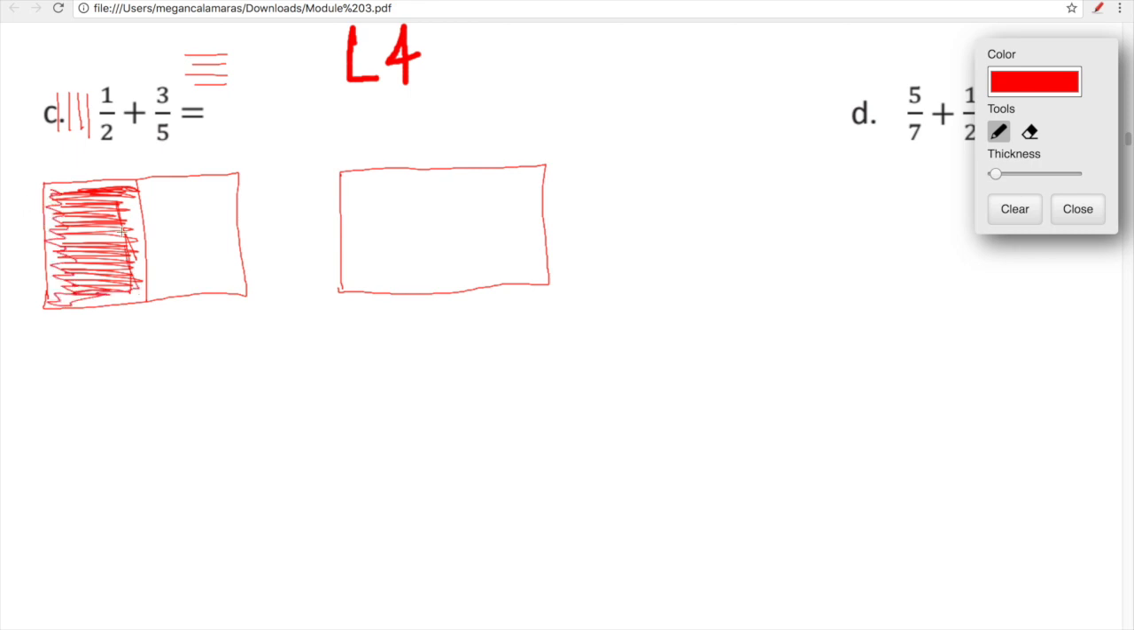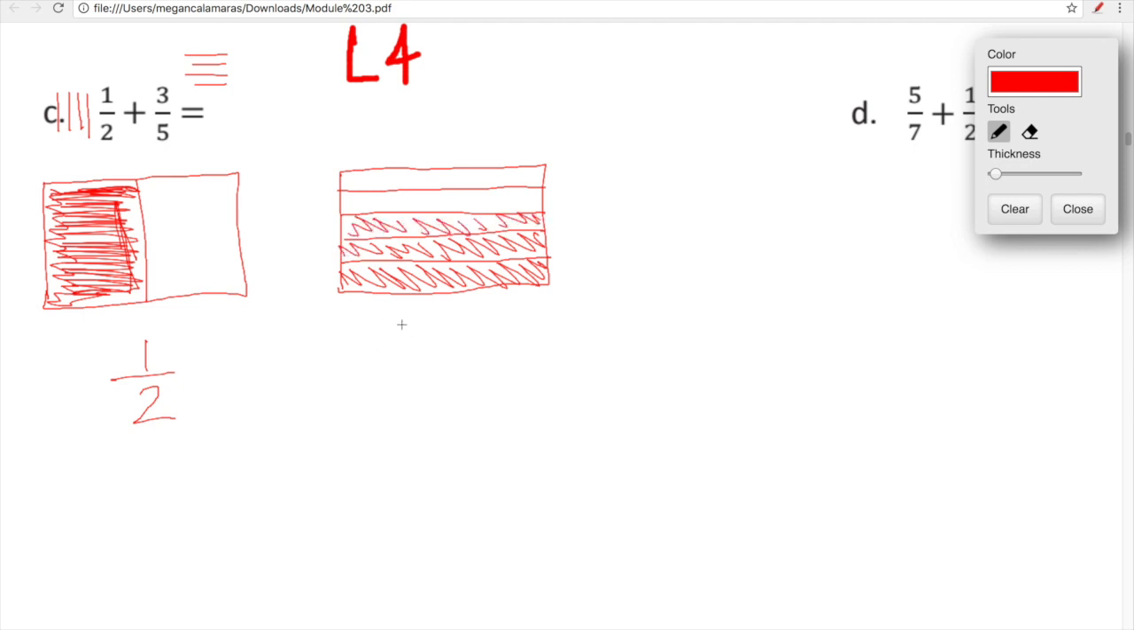So we have 1/2 here. Here, we're going to show 3/5. We're going to use horizontal lines for the modeling of this rectangle. We're going to slice this rectangle into 1, 2, 3, 4, 5 equal pieces using horizontal lines. Now we're going to shade in 3 of our 5ths. Okie dokie. So now we have 1/2 and we have 3/5.